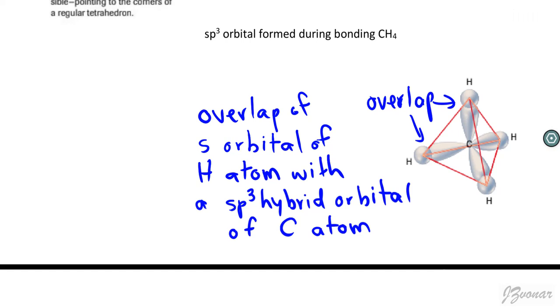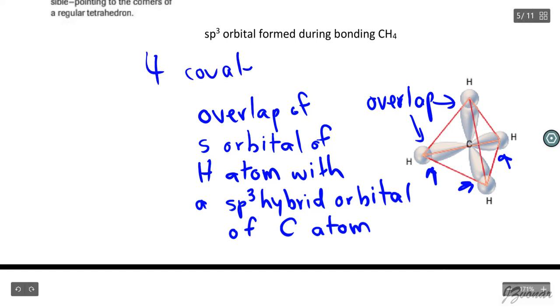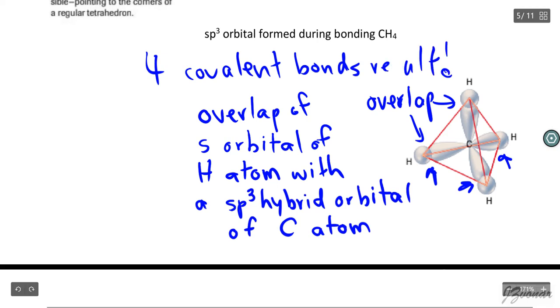Okay, and so we have 4 of these. There are 4 overlaps. I've got one here, one here, one here, and one up at the top. Those are all overlapping to form my 4 covalent bonds. 4 covalent bonds are going to result here.